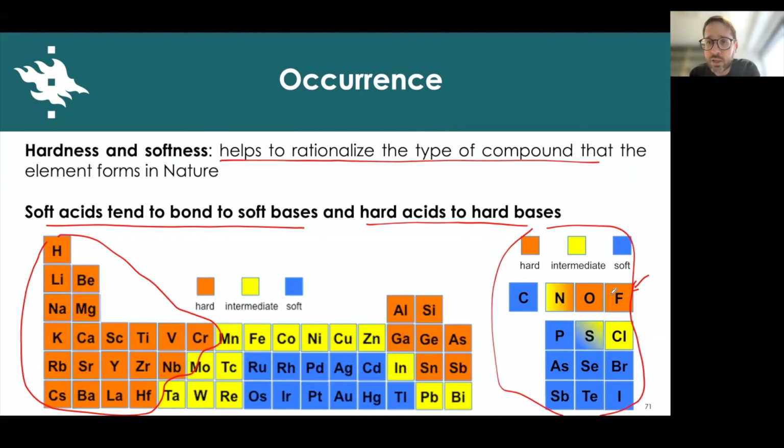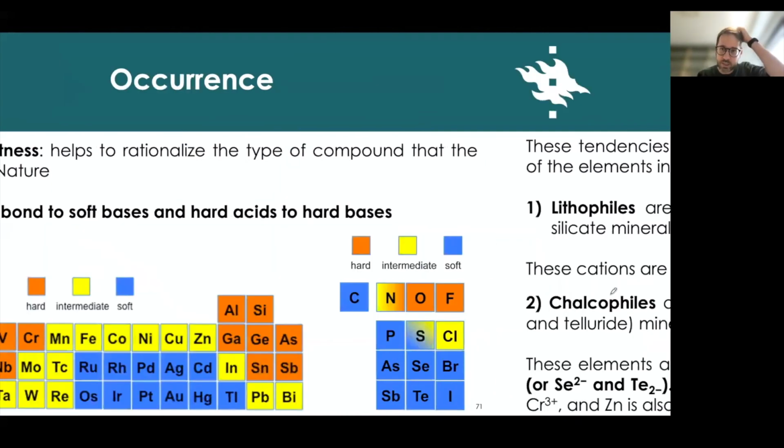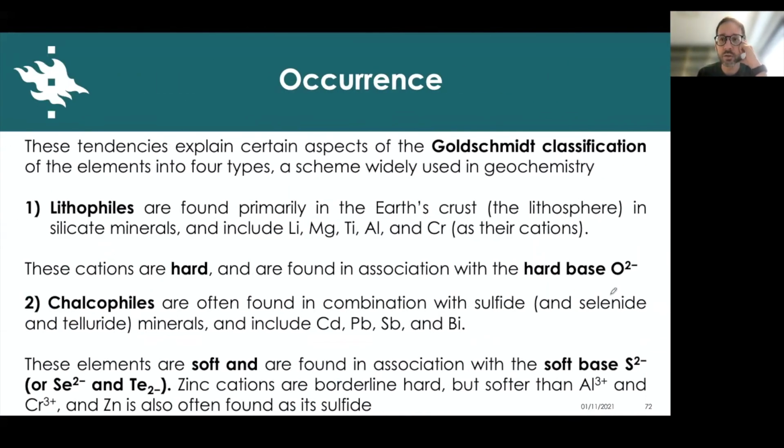It's important to note that this classification from Pearson's theory of hard and soft acids and bases was determined totally experimentally. It comes from experimental observations, measuring the thermodynamic stability of compounds with different species. So this is a scale based on experimental measurements. And these trends in soft and hard interactions explain some aspects of the Goldschmidt classification of the elements into four types, which is widely used in geochemistry.